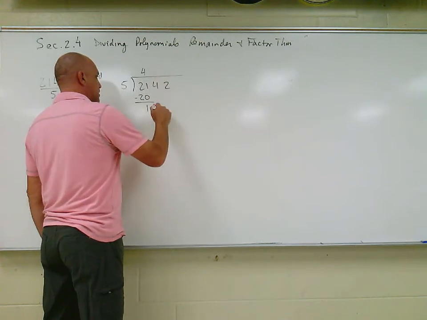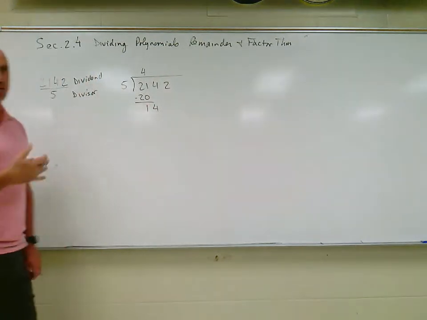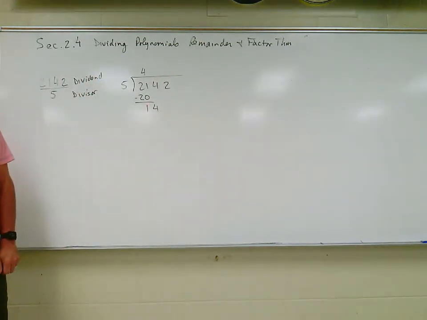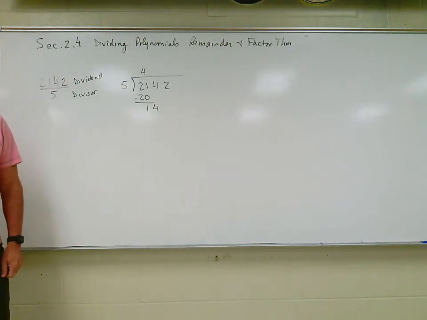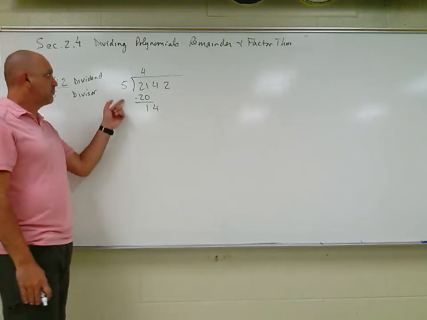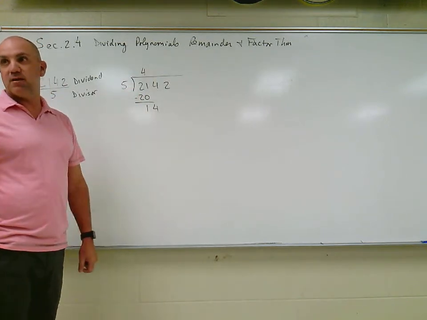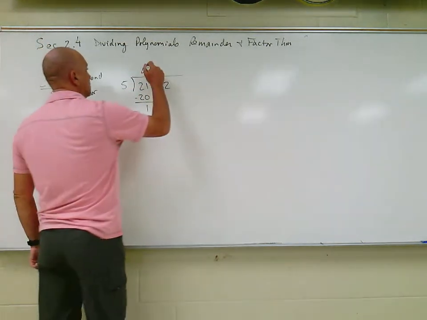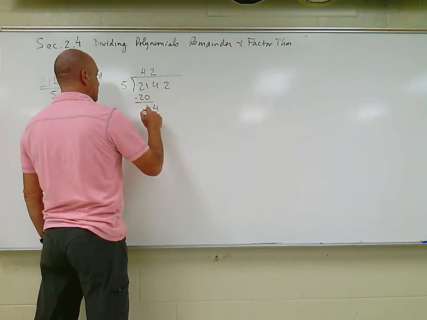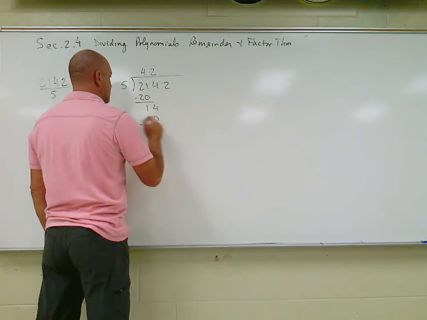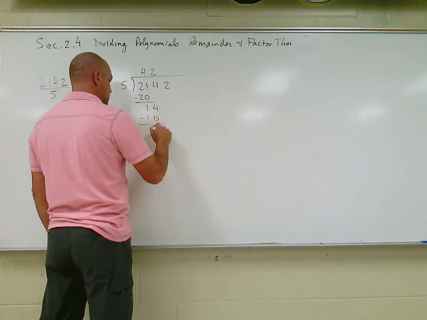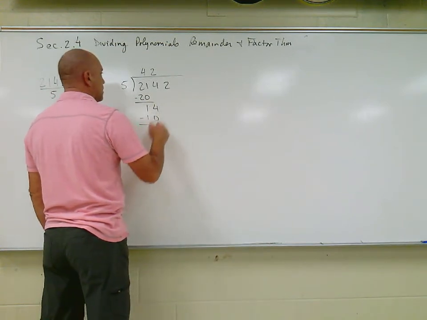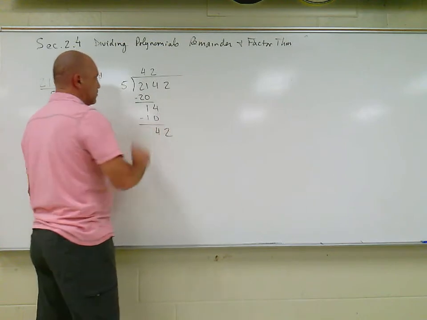Then you bring down the next digit, because 5 is not going to go into 1, obviously, because that's what's left over. So then you ask yourself the same question again. 5 times what gets you close to 14? That would be 2. 2 times 5 is 10. You subtract again. 14 minus 10 is 4. And then we bring down the 2.